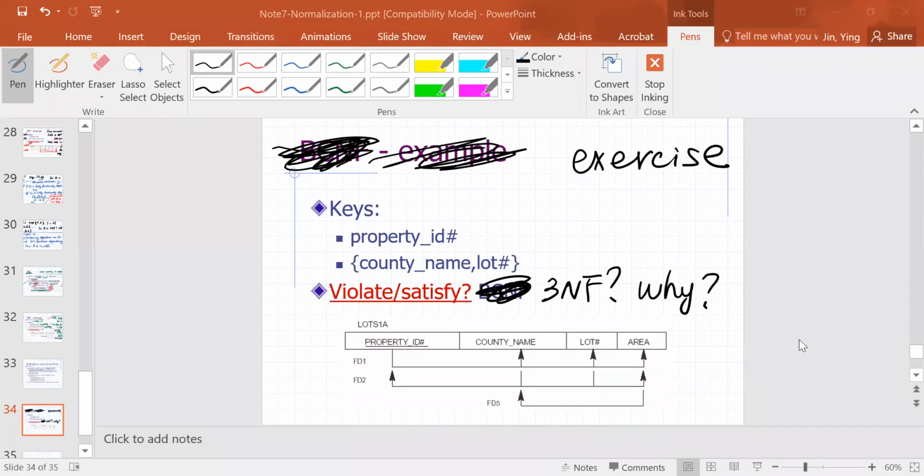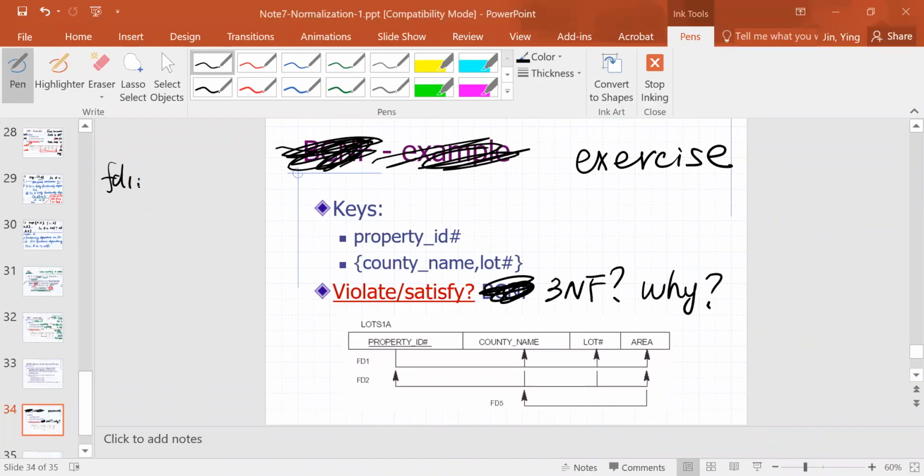Okay, so let's see, this case is actually quite similar, right? Let's see the first functional dependency, FD1. We can see the left-hand side is property ID, and property ID is the given key. So this is a super key. Okay, so for the first one, no relation.